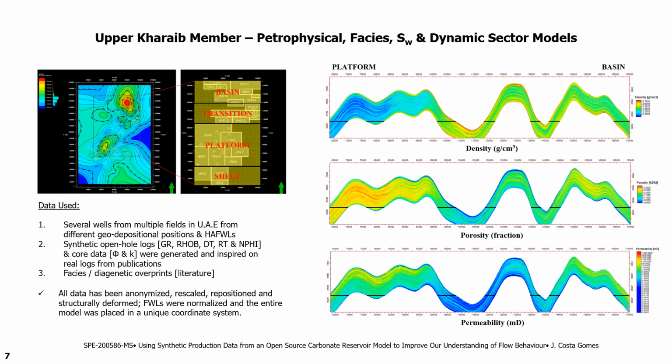So here on the right is the final petrophysical models. Here we have the density, porosity, and permeability shown. Porosities and densities, if you look on the top left-hand side platform area, you start to see these lower density values. We can consider that siliciclastic deposits coming from the shelf to the platform.